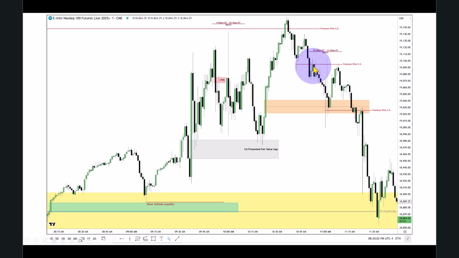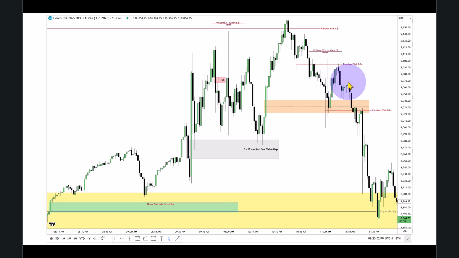You can see the bodies respecting that. The wicks are allowed to do damage. As you can see, they did a lot of damage in here on a 5-minute chart. And then during the 10:50 to 11:10 macro, we start to see it sell off. Nice little bearish order block with a SIBI right there, which is an institutional order flow entry drill. Three PD arrays all in one.